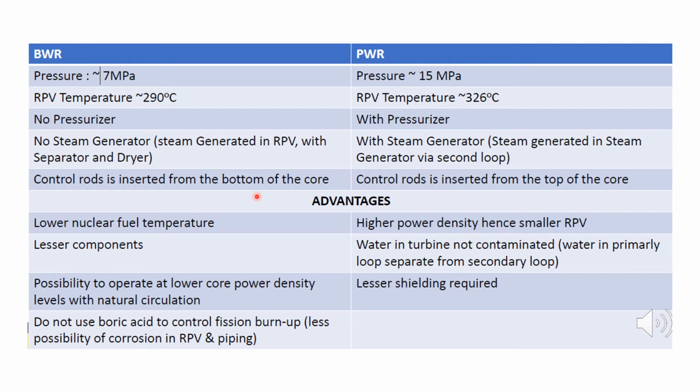Less possibility of corrosion in the RPV and piping. The advantages of your PWR are the following. You have higher power density, hence a smaller RPV. Water in the turbine is not contaminated. Water in the primary loop is separate from the secondary loop, and less shielding is required. The problem with your BWR is that water can be contaminated with radioactive materials because it is directly in contact with your reactor core.